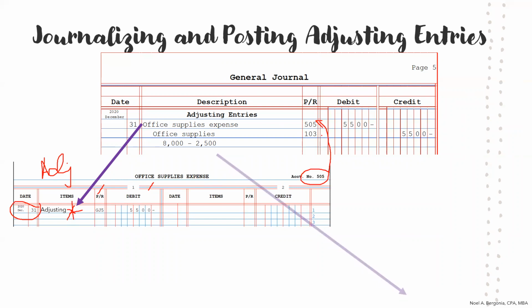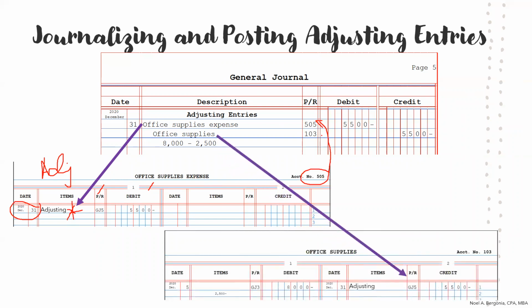Okay? Another would be office supplies. So this, for example, these are just presumptive values. But I just want to show you the adjusting entry. So as you can see, once we posted it, office supplies is credited. So it should also be credited in the posting. And then we have adjusting entry in the items column. Do you still remember what we put in the items column before? We already put begbal there.